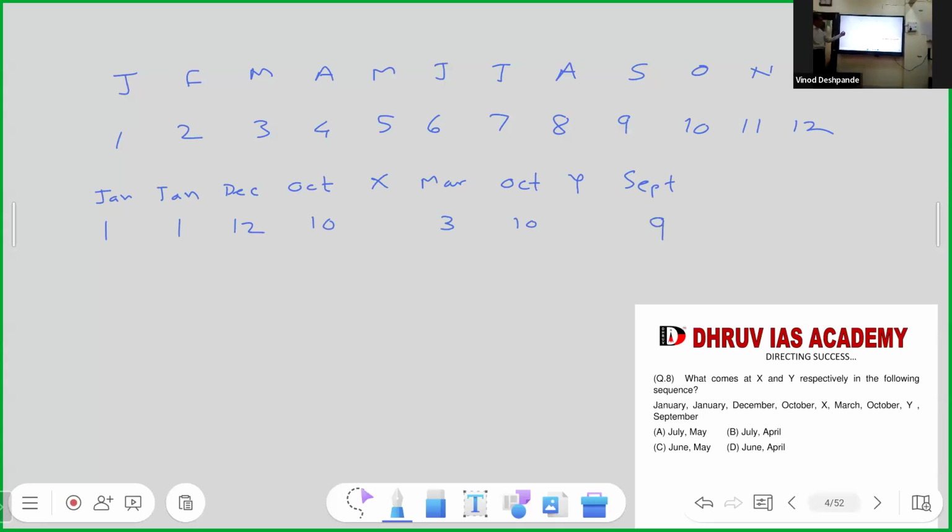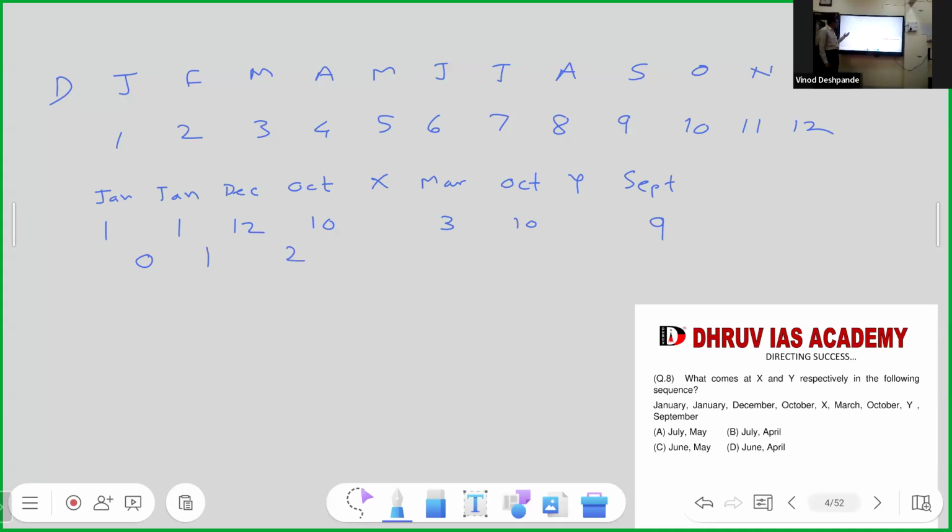Now what you observe here is 1 and 1. Here you are moving backwards, and it will be cyclic: December, January, again December, and again January. From January to January means you are not moving, or moving 0 steps backwards. From January to December, you are moving 1 step backward. From December to October, you are moving 2 steps backwards.